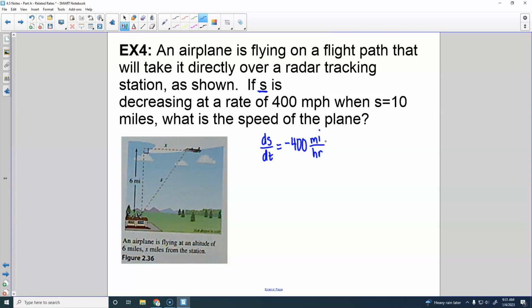S is 10, but is S constant? It's not. It's changing, because that plane's moving. It also doesn't say S is constant either, so both of these things could possibly be changing. And it wants to know the speed of the plane. So speed of the plane is what it wants to know.